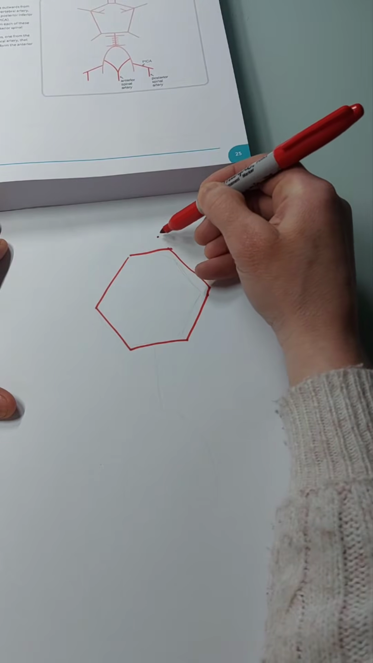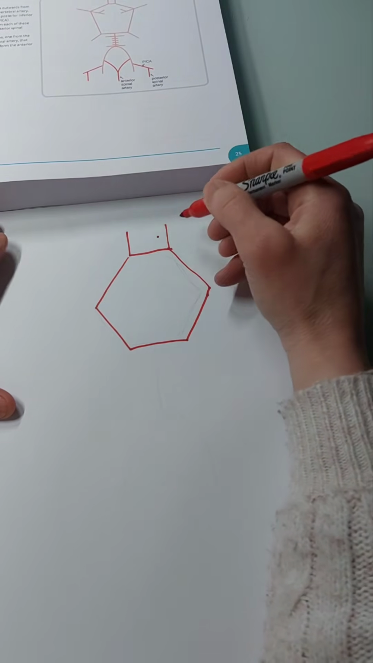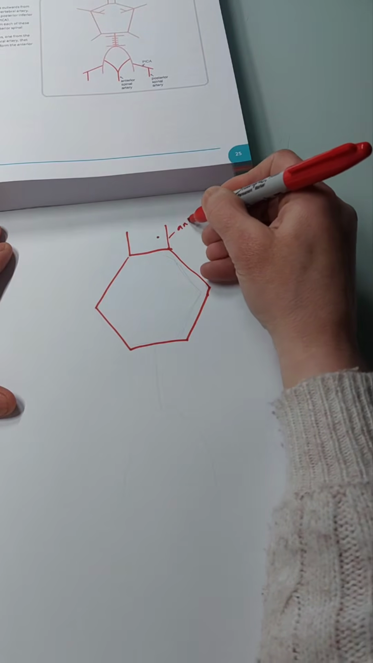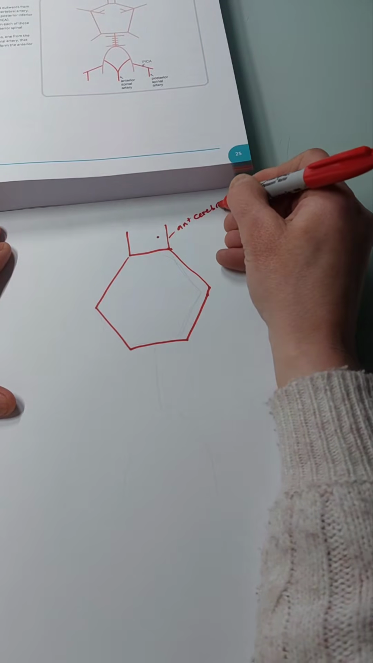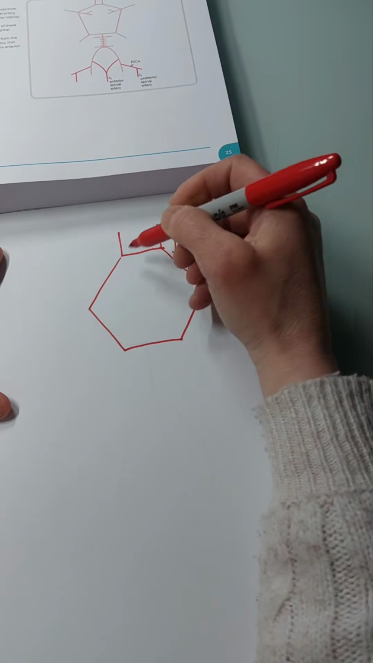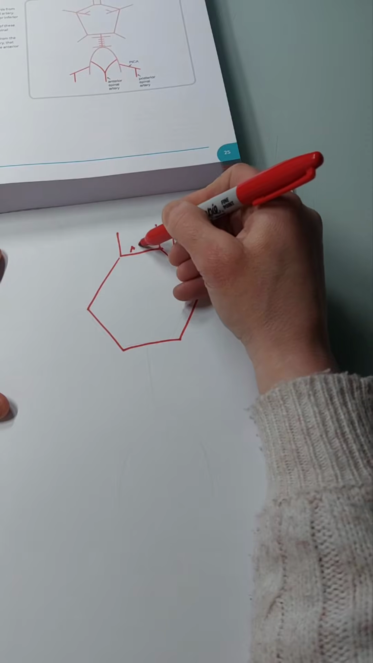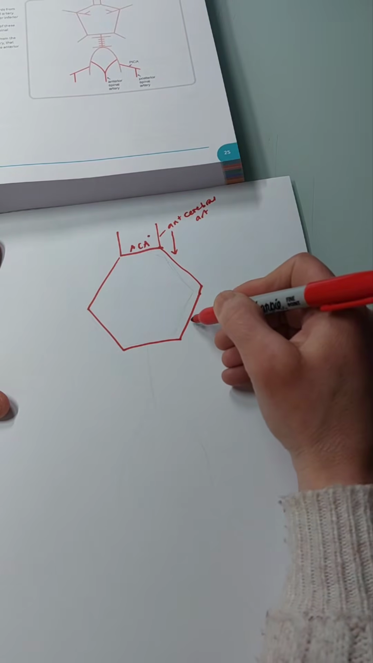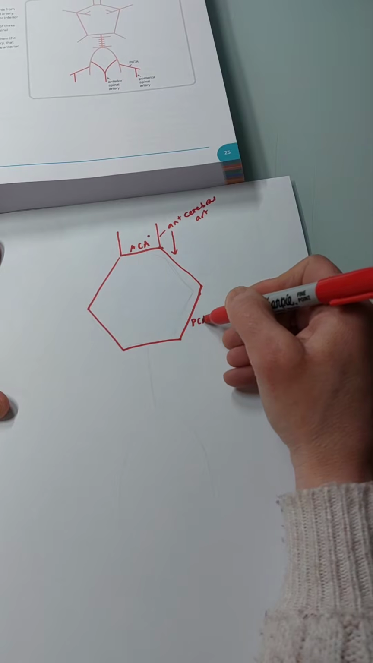And then I draw the two antennae, which is the anterior cerebral artery. And then this one here between them is the anterior communicating artery. Okay. And then I also label the posterior communicating artery.